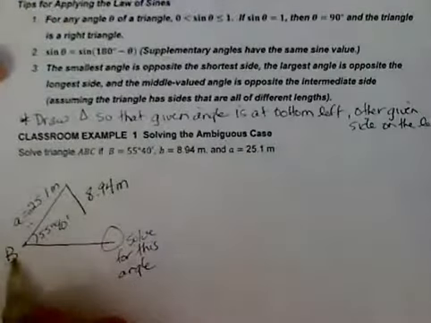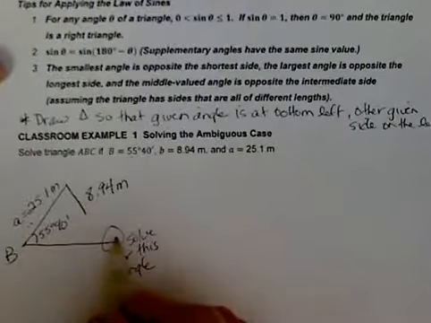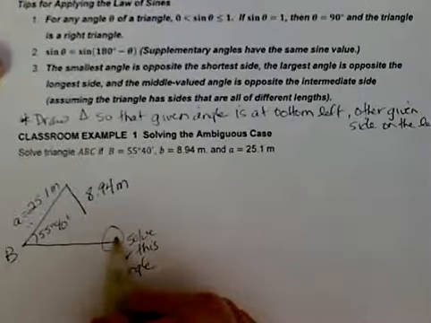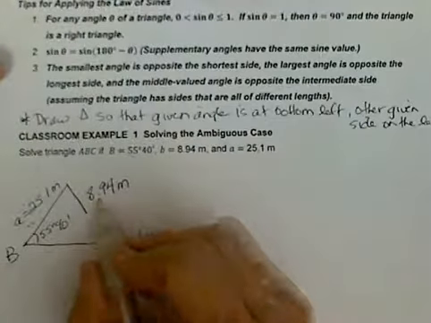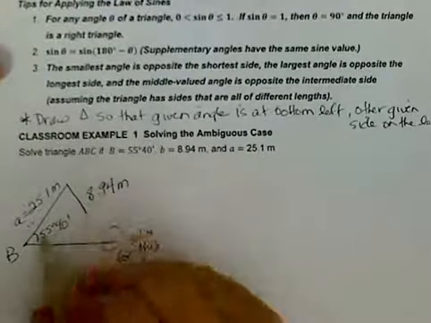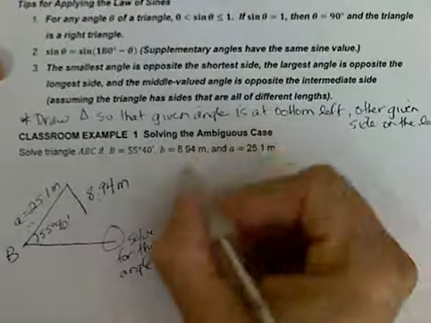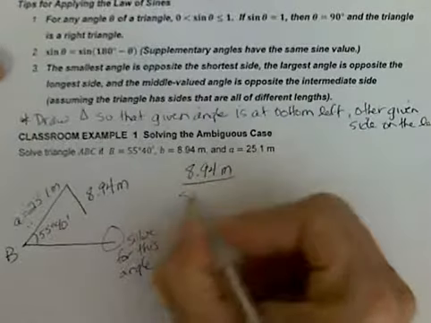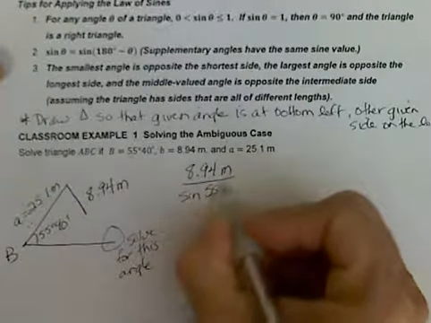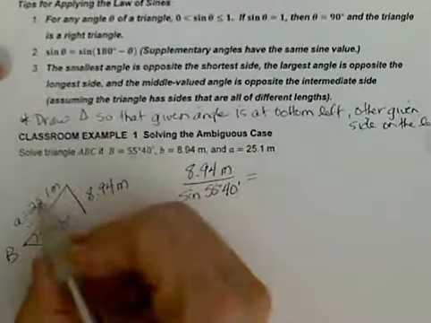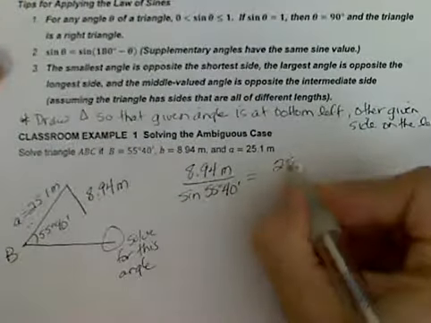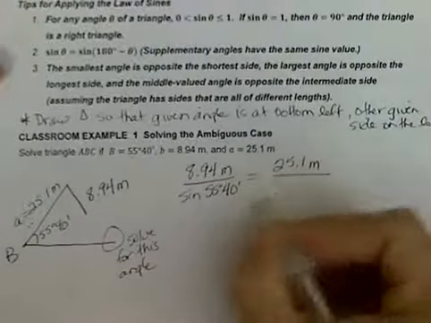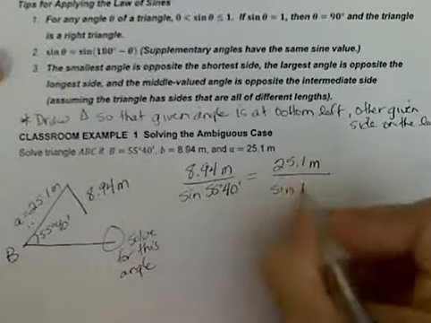I want to put my given angle at the bottom left. I want to solve for the angle that would be at the bottom right of my triangle. To do that, I'm going to use the law of sines. I have this side and the angle across from it. I want to solve for this angle, so I'm going to use this side, the length of side A, and then down here I'm going to have the sine of A.